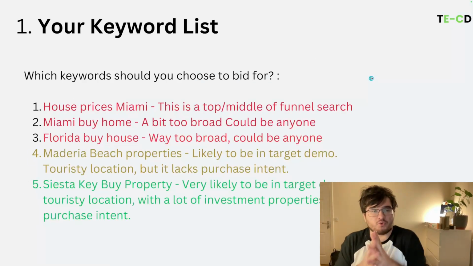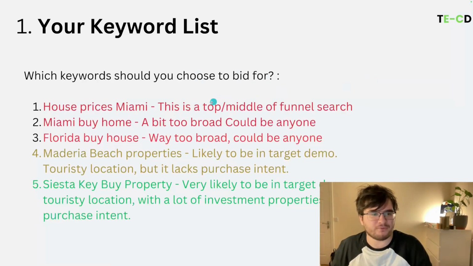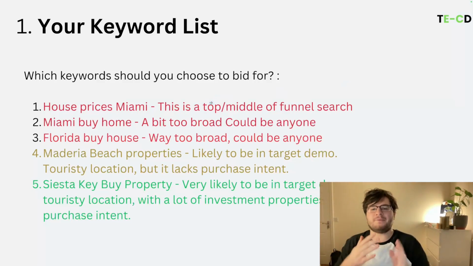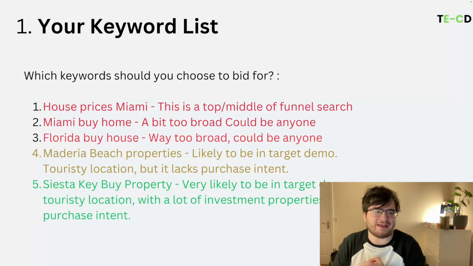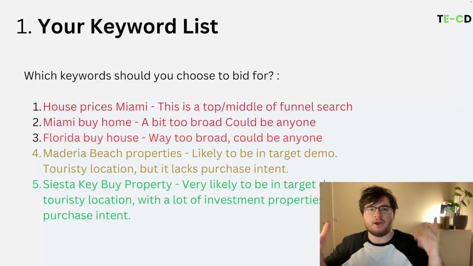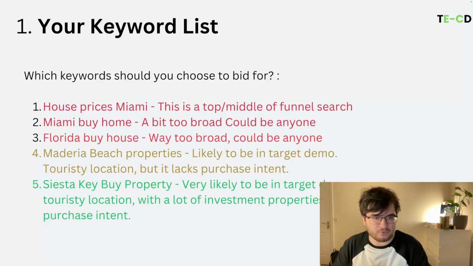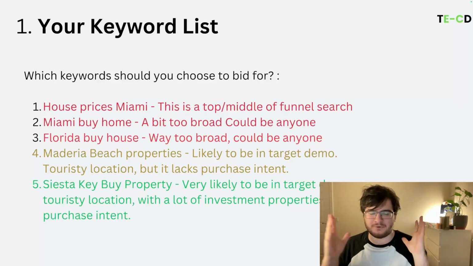All right, so which keywords should you bid for? Well, firstly, house price Miami is a bit too far up the funnel for us. They're kind of looking around for prices, that type of thing. We're not too interested in bidding a lot of money for that. Miami buy home is more specific and there's some purchase intent, but it's too broad and could be really anyone. We don't want to bother. Florida buy house is way too broad and it could be literally anyone, so we're not interested.